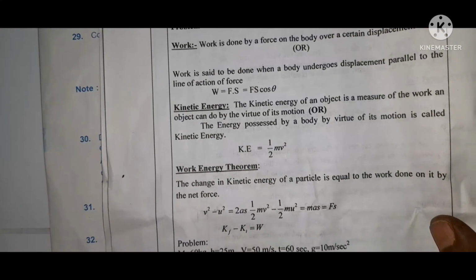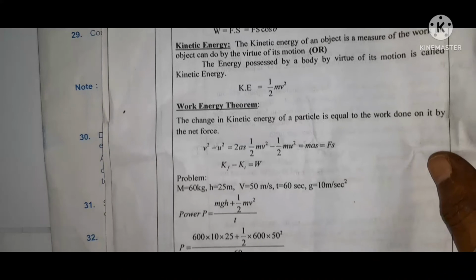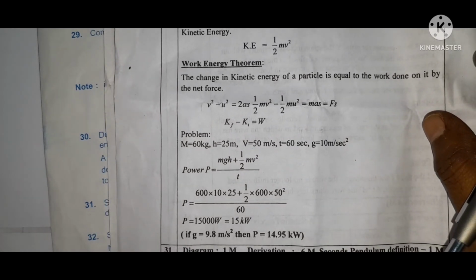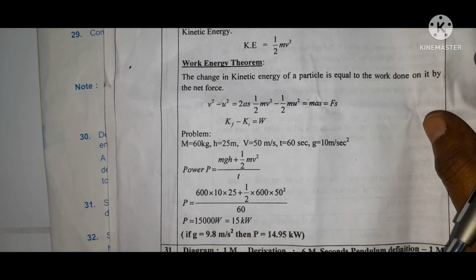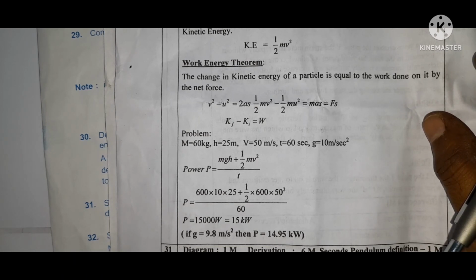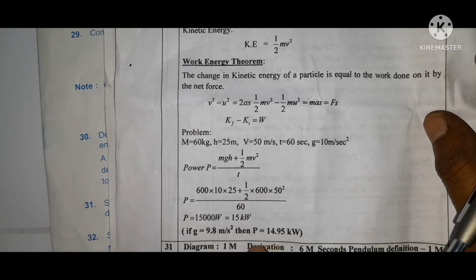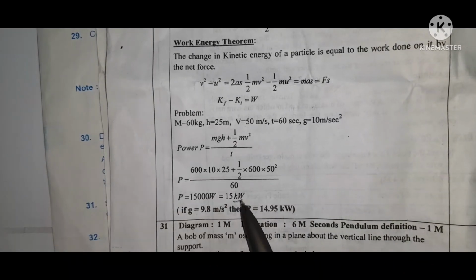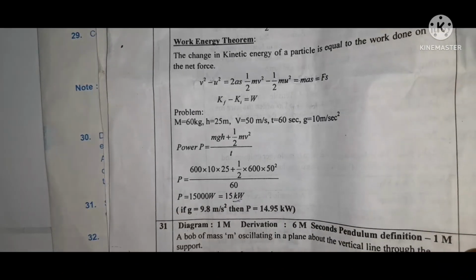Work definition, kinetic energy definition, work energy theorem, and you can use the power formula: work by time, mgh plus half mv square. You can get 15 kilowatts. If you use 10 in place of g, you will get that one; otherwise you will get this one. So better to write the units finally. Unit should be present. Without unit you will lose 1 mark.